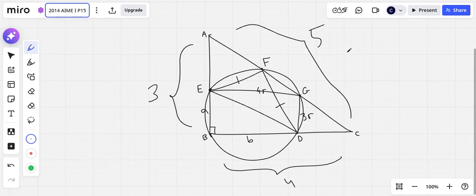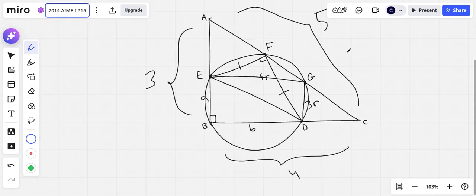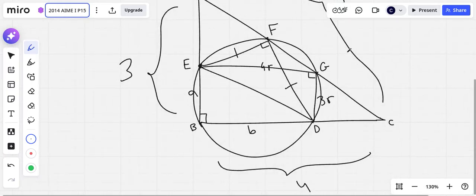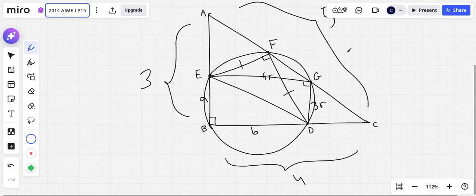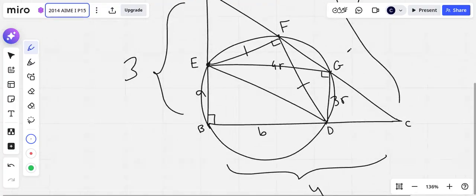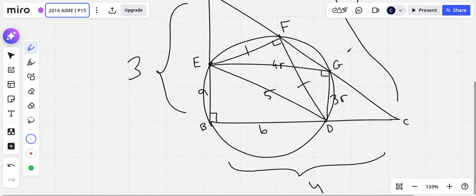Now I'm going to look at the angles within this circle. I see that EBD is a right angle, which means that ED is the diameter of the circle. By inscribed angles, this means that EFD is also a right angle, and EGD is also a right angle. Looking at triangle EGD, the lengths are in the ratio 3 to 4 and it's a right triangle, which means this is just a 3, 4, 5 triangle with some ratio. This means that we can call ED 5r.